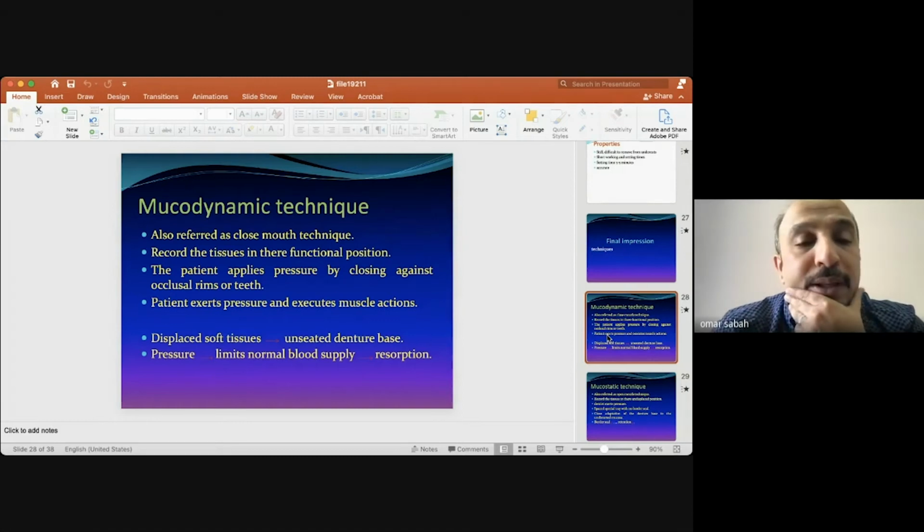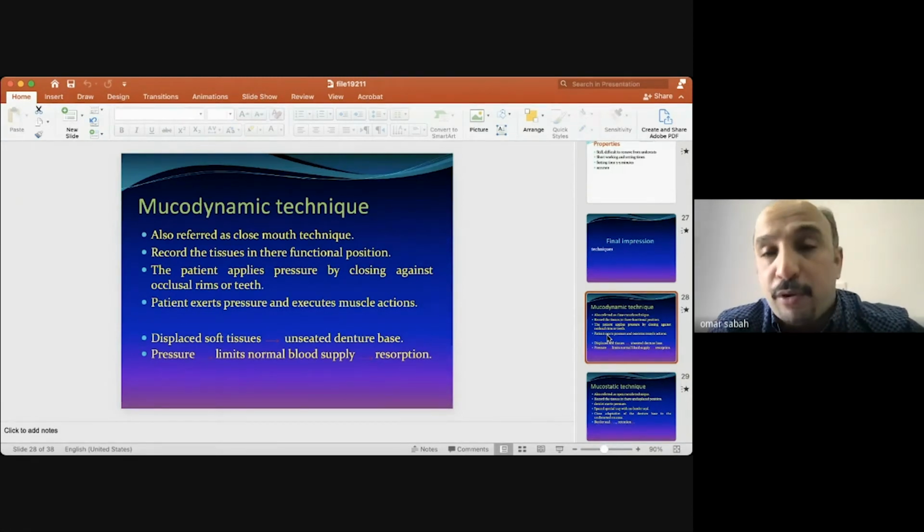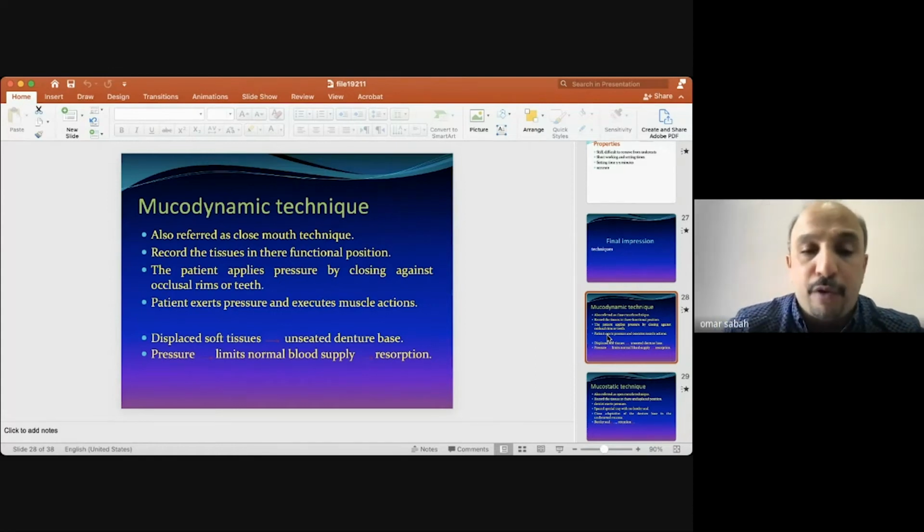So what causes this? During these pressures, the blood supply to these areas is limited, causing resorption. And of course, the patient does not exert or give force to all the area in an equal way, because you have many factors. First, the thickness of the alveolar residual ridge is not the same at all levels.